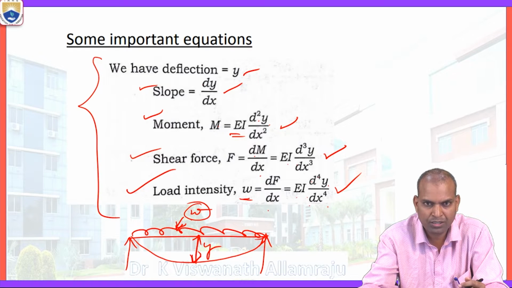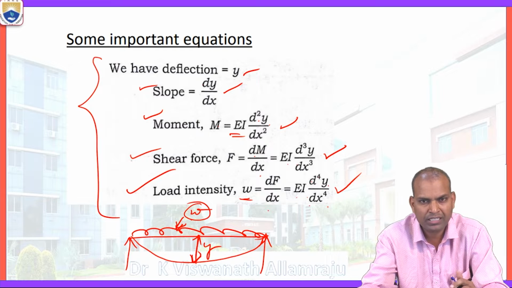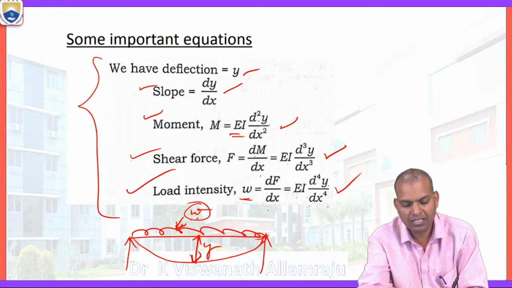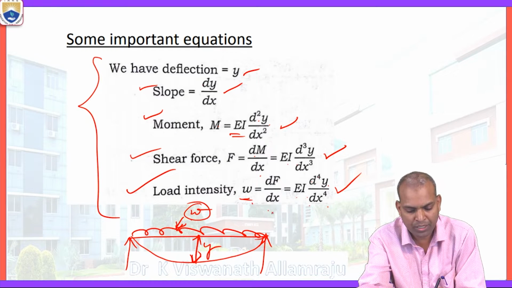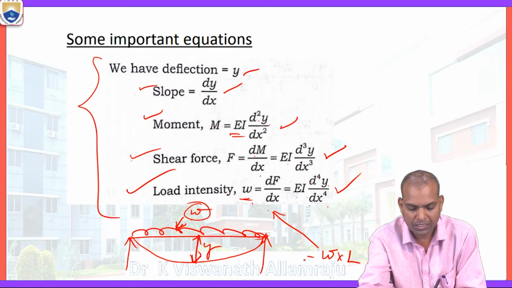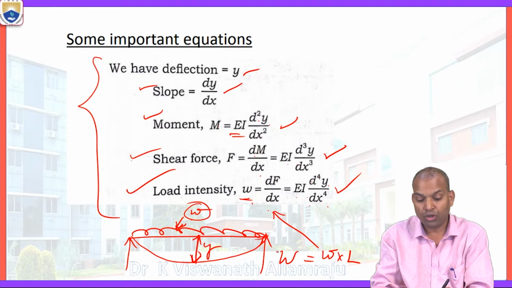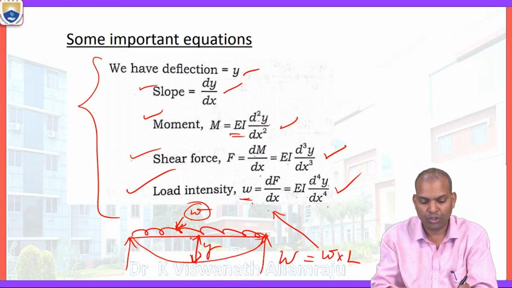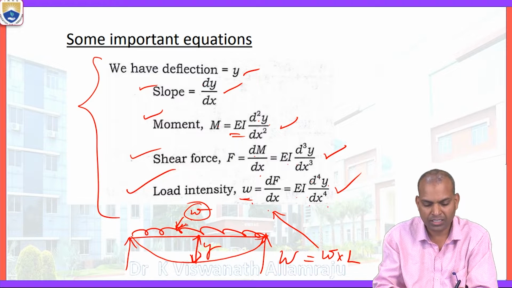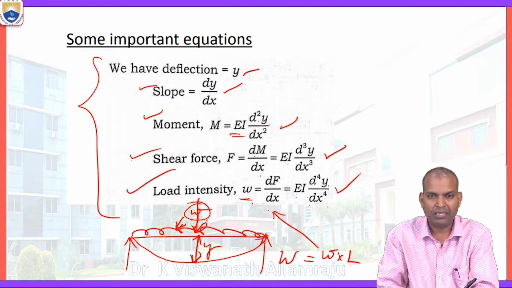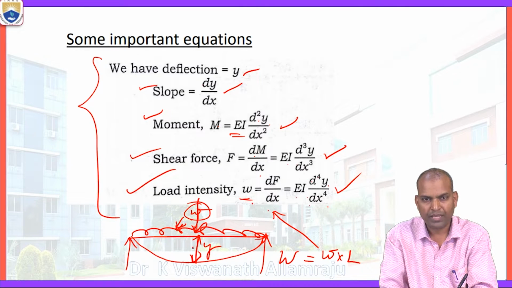Suppose we consider the load, not only the load intensity, but if we multiply the load intensity per length with the span of the beam, that gives the weight or concentrated load. That is another equation. So the concentrated load leads to shear force and bending moment variations inside the beam.